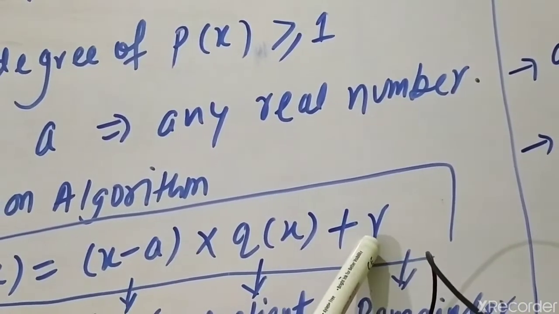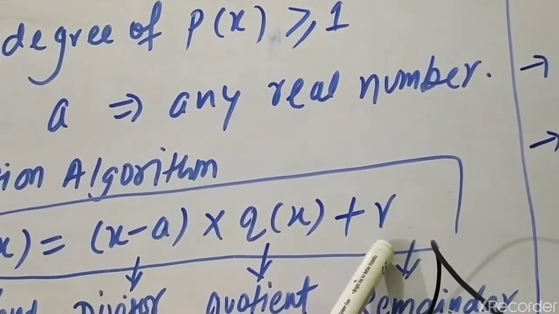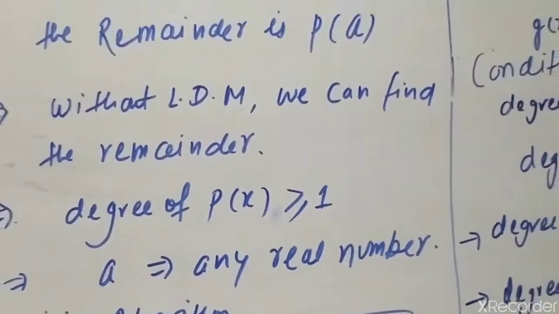Why have I written r here? Because this is the constant. Constant means we can write it without x. Okay, so now let's discuss the question.